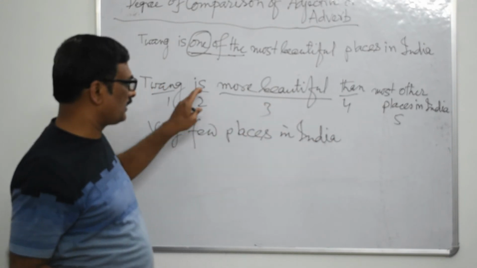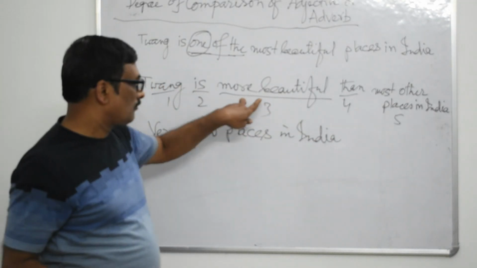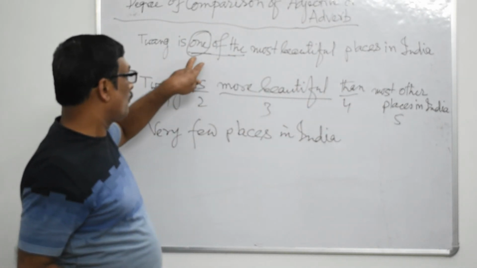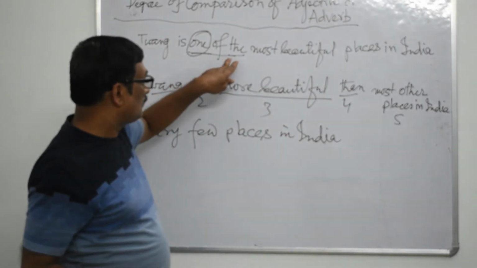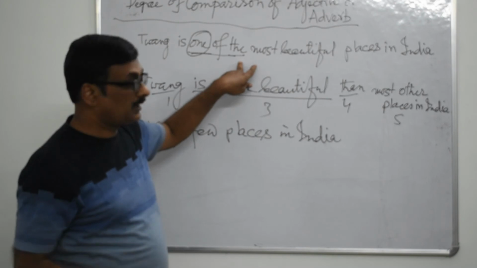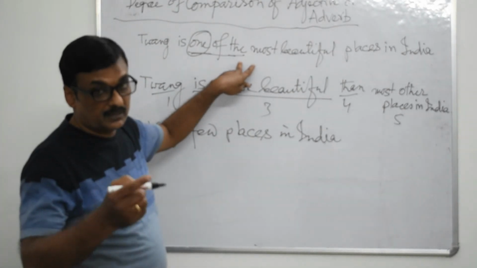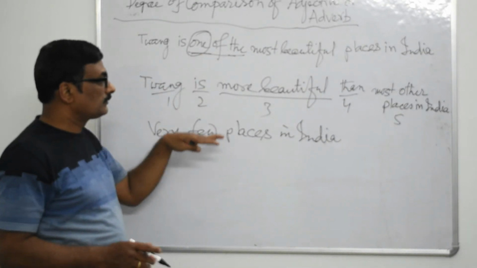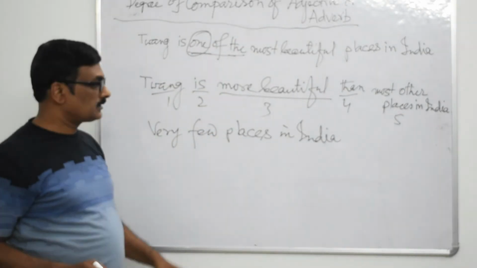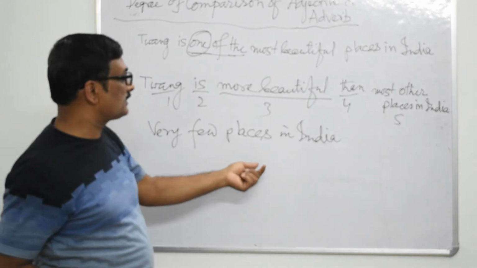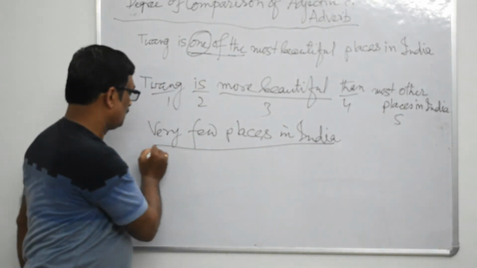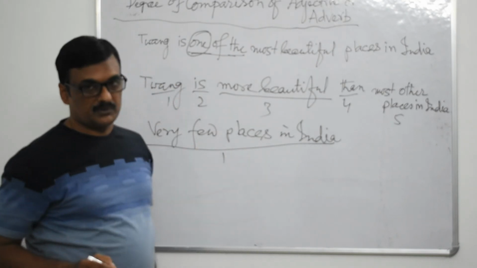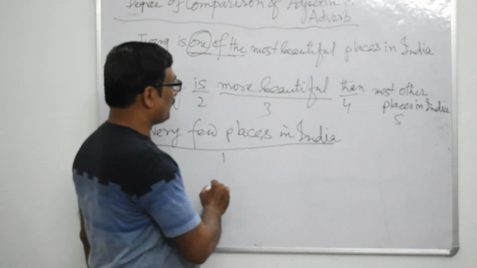But other characteristics will remain the same: the comparative form of adjective, and then the superlative. Actually, "the" is used as an article before the superlative degree. So these are the distinguishing marks or characteristics of these three degrees. In "very few places in India", the object of the comparative degree becomes the subject in the positive degree. So this is number one.